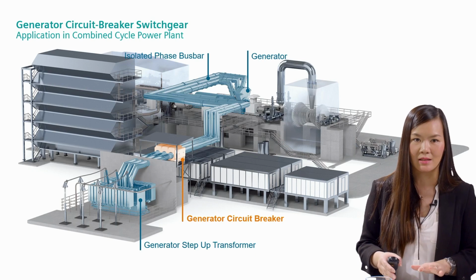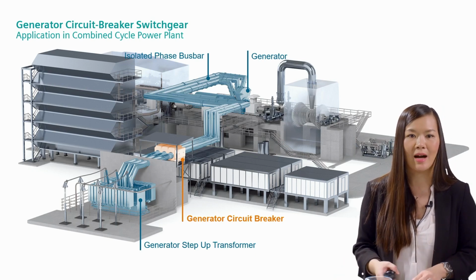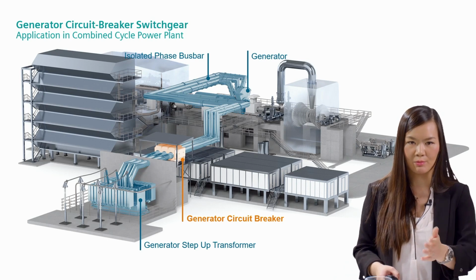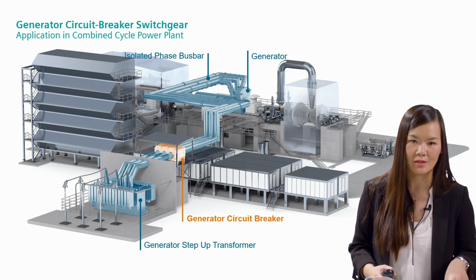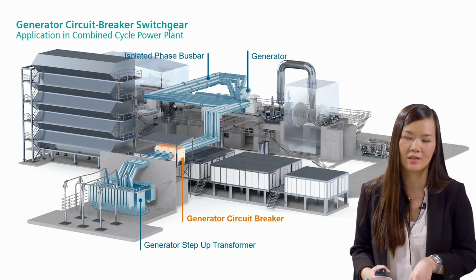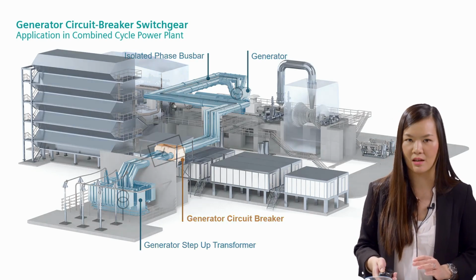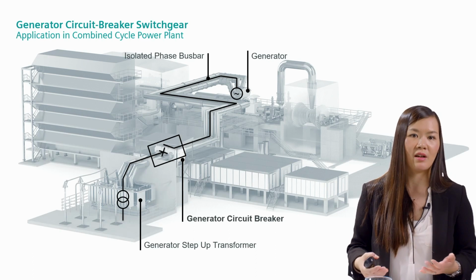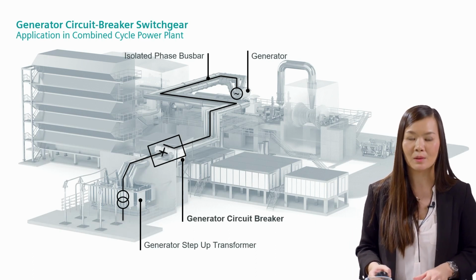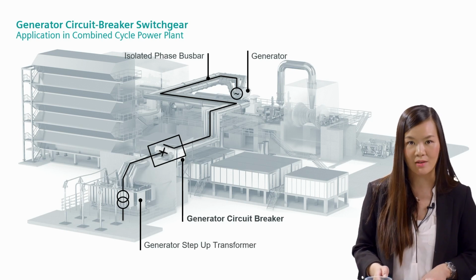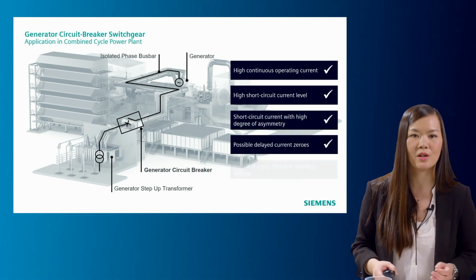So as you can see, here is an example of how a combined cycle power plant looks. To highlight right here, we have a generator circuit breaker, or GCB, connecting the generator step-up transformer and the generator. Depending on the size of the power plant, that connection can be realized via isolated phase bus bar, by normal bus bar, or by cable.